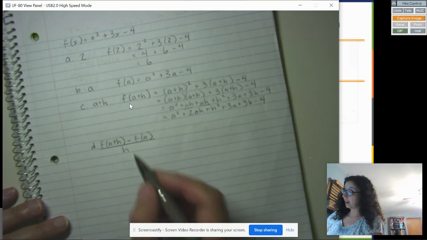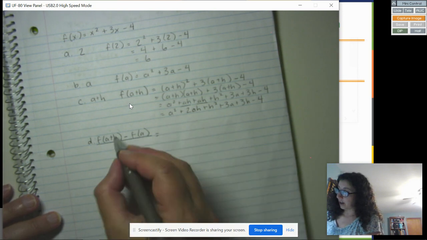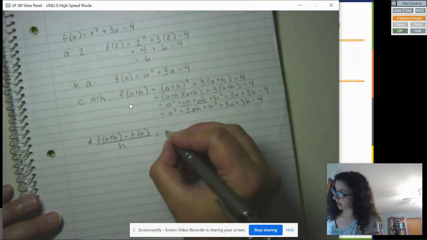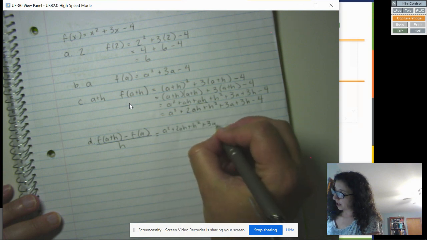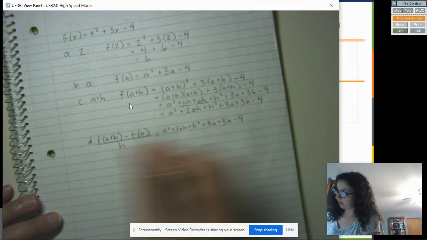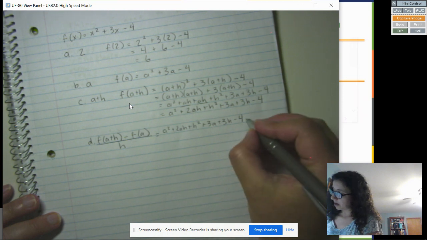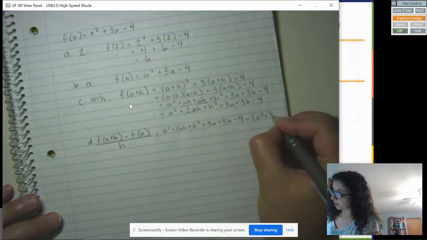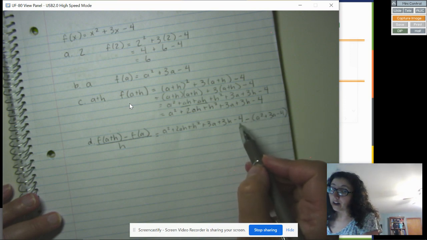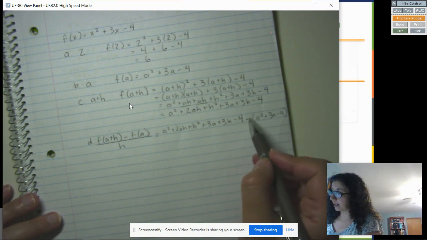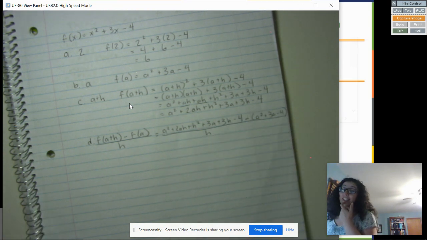But luckily, we've already evaluated this, and we've already evaluated that. Right? f of a plus h, we know, is this whole long thing: a squared plus 2ah plus h squared plus 3a plus 3h minus 4. Right? That's f of a plus h. f of a is this thing. So minus a squared plus 3a minus 4. Anytime there's a minus sign, we have to be very careful, right? They try to mess us up. All divided by h. This looks like a mess.